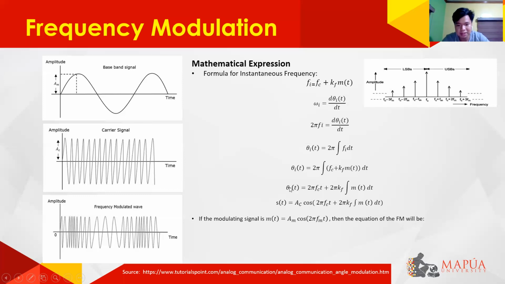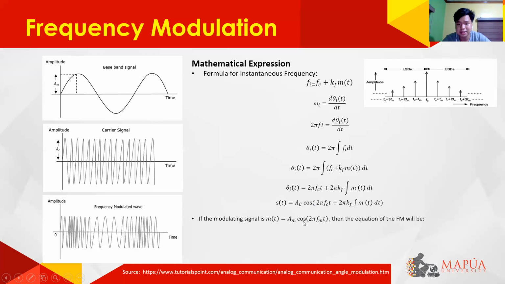We now have theta_i equals 2 pi f_c t plus 2 pi k_f times the integral of m(t) dt. So we substitute the value of theta_i in the standard equation of an angle modulated wave. We now have s(t) equals A_c cosine of (2 pi f_c t plus 2 pi k_f times the integral of m(t) dt).